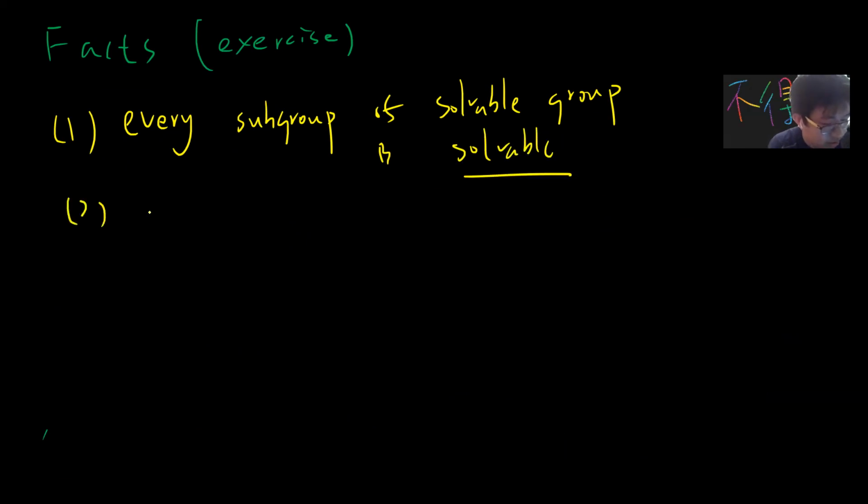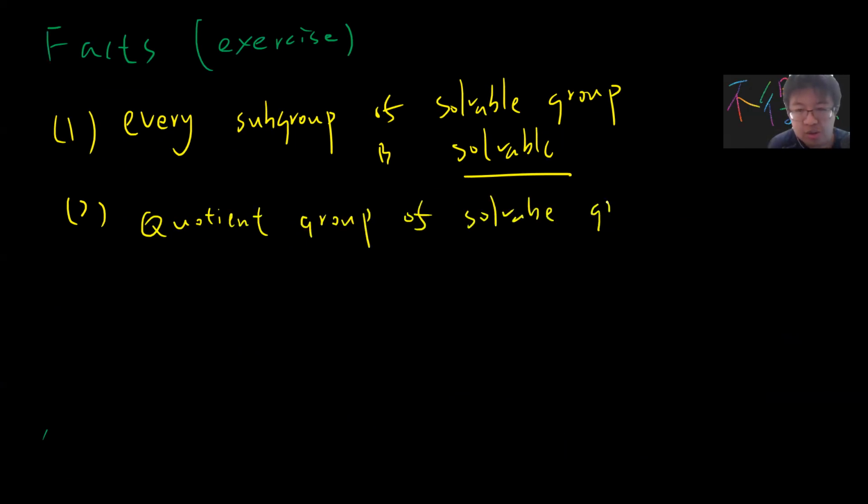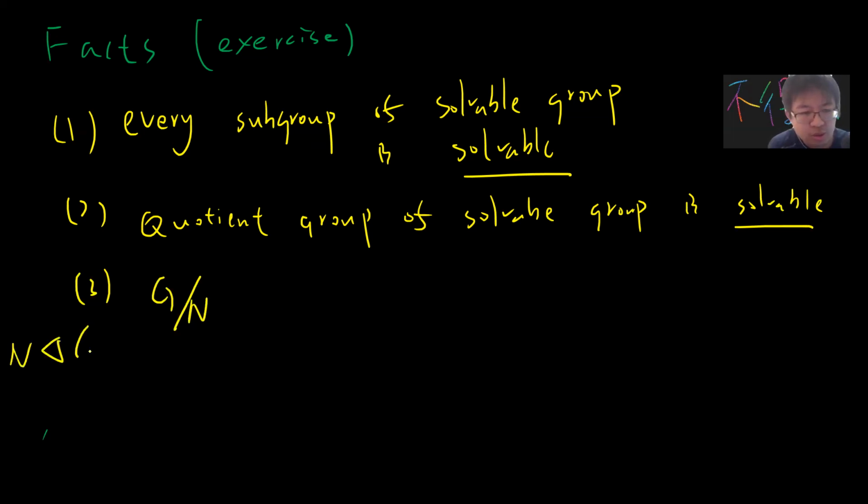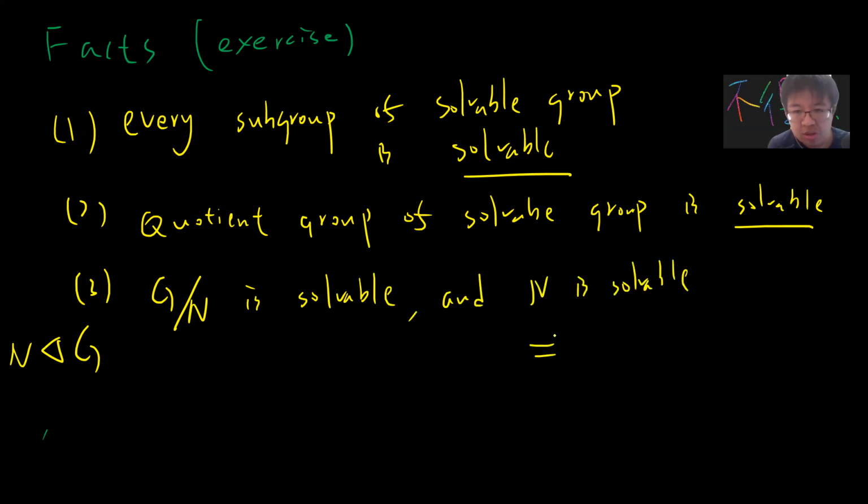The second is that the quotient group of a solvable group is solvable. The third is that if N is a normal subgroup of G, and G quotient N is solvable and N is solvable, then G is solvable. This is the third one, maybe a little bit technical, but you can check the proof.